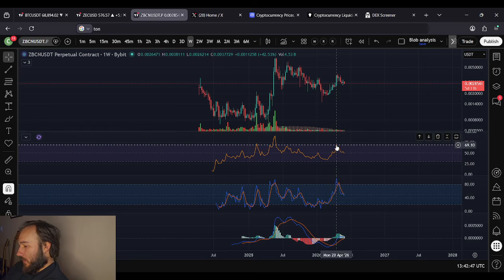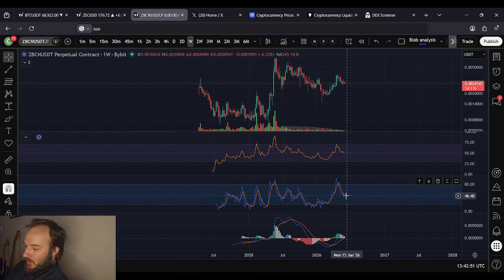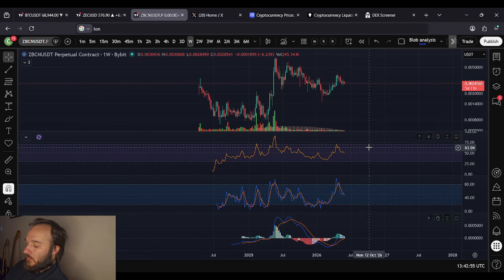You've rejected your overbought zone. Stochastics look bearish beyond all belief. You're not looking good at all. The MACD is at the 0, a perfect place to reject. You've got a perfect formula of bearish rejection going on right now.